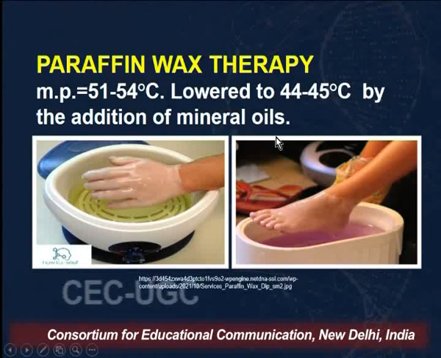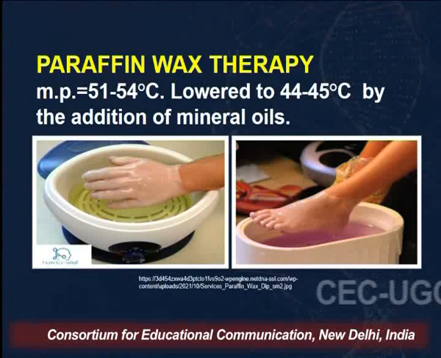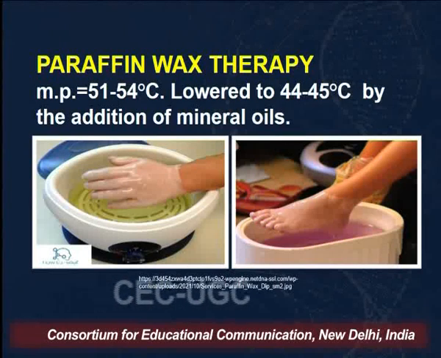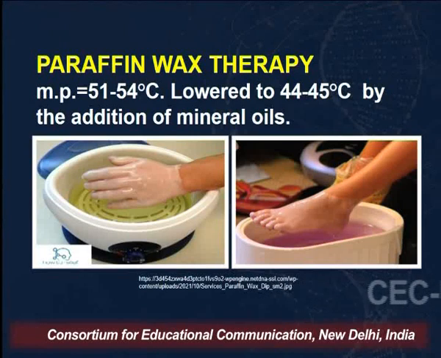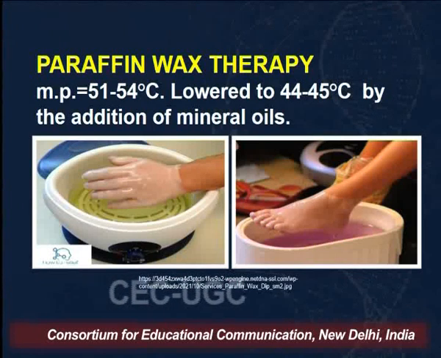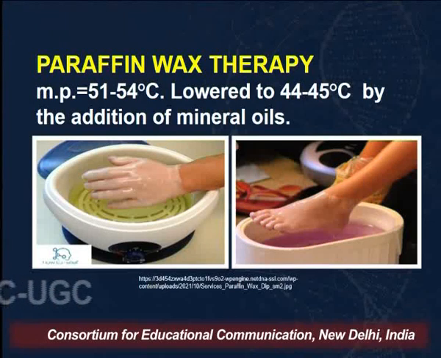Where do we use it in therapy? We've often heard that we have aches and pains in our knees, in our hands, maybe because of rheumatoid arthritis. So what is done, the affected area is soaked or covered with paraffin wax. The melting point of paraffin wax is 51 to 54 degrees Celsius. That is, it is very hot, so we cannot use it as such.